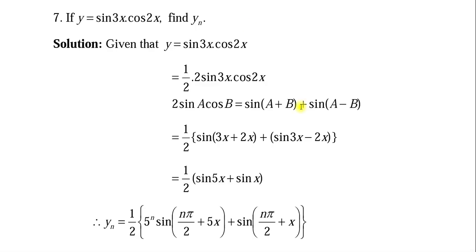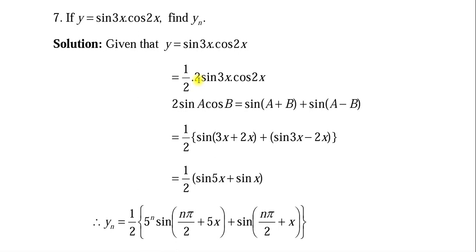Now let's have a look at our last example. Here I will go a bit in short, not explain each and every line since I have done it in the previous maths. Here our function is y equal to sine 3x into cos 2x. At first, let us take an extra 2 to match with the formula 2 sine a cos b. That's why we wrote 1 by 2 into 2, which is basically 1.